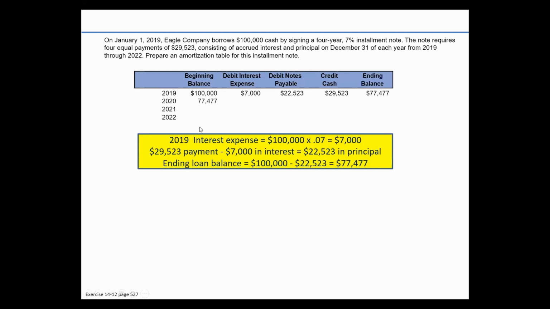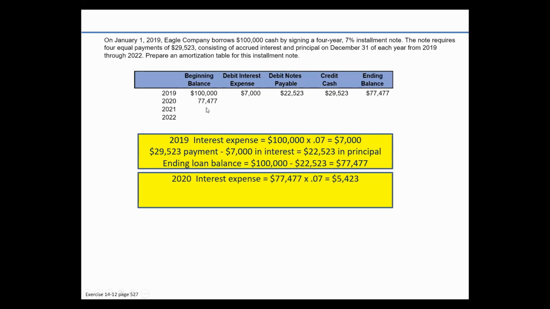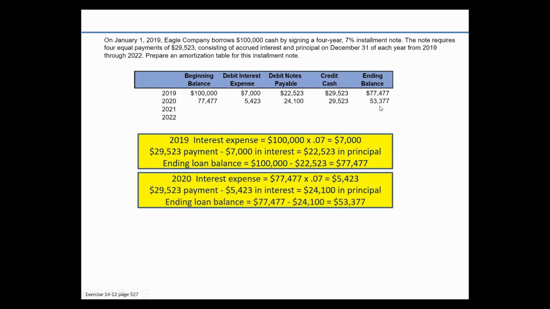That then becomes the beginning balance for 2020, and then we can figure out that $77,477 multiplied by 7% is $5,423 in interest. Again, the cash payment stays the same, $29,523. You take that, subtract the amount of interest. That's going to tell you how much principal is being paid. In this case, it would be the debit to notes payable when we go to journalize this. It means that the ending balance then is $53,377.